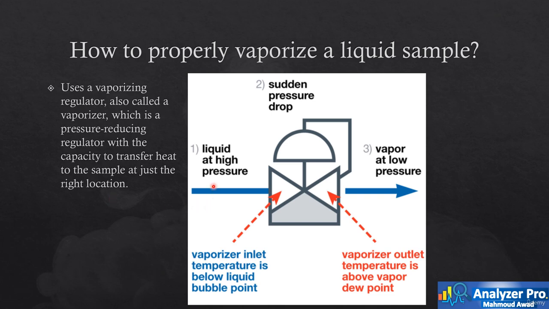Vaporization consists of a three-stage process. First, the sample enters the vaporizer as a liquid. At this point, the liquid should not be bubbling or boiling.